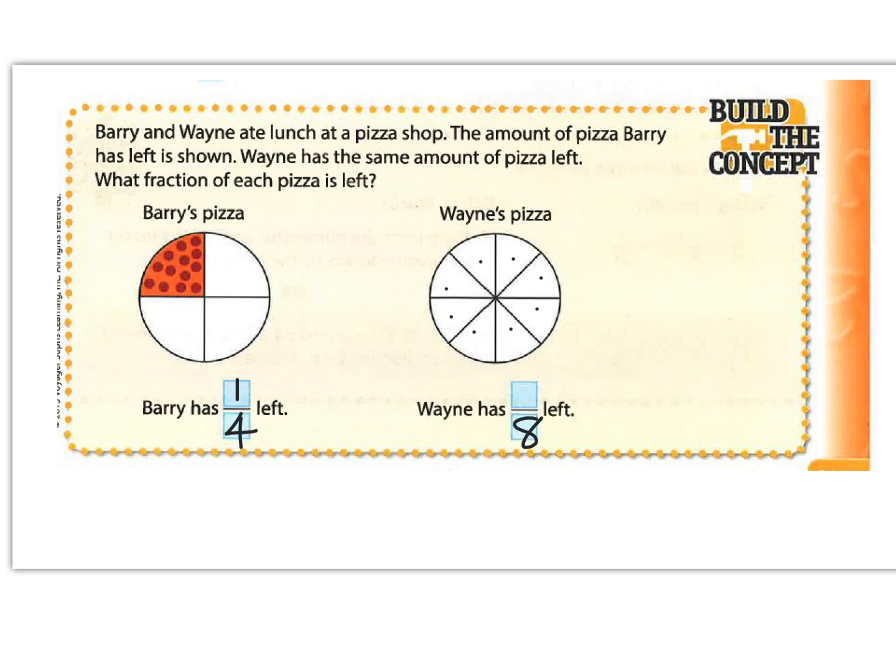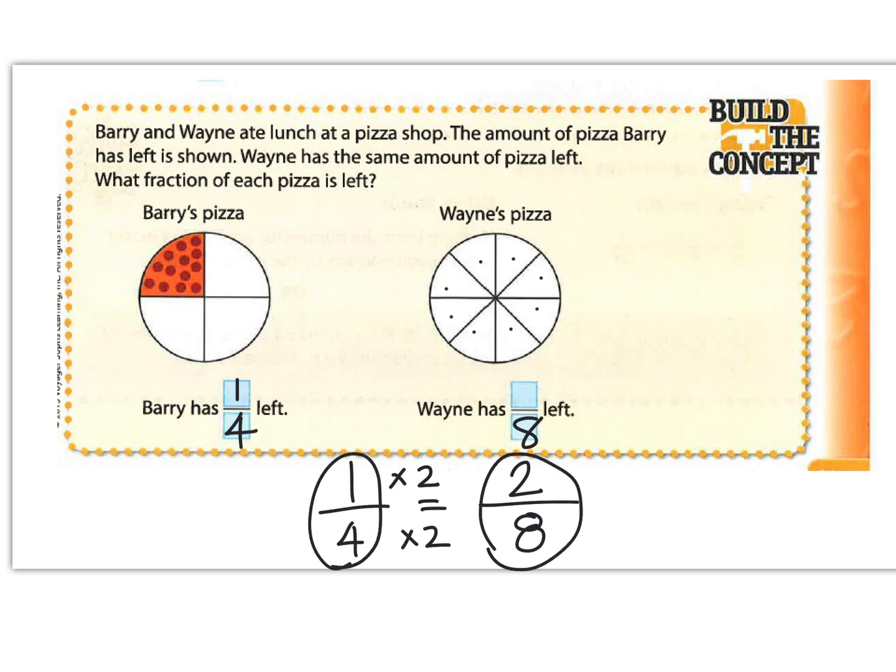So we need to find the equivalent fraction. He had the same amount. 1/4 equals something over 8. So we need to figure it out. Well, we know 4 times 2 is 8. So if we do times 2 on the bottom, we have to do times 2 on the top. 1 times 2 is 2. So 1/4 is equivalent to 2/8. Those are the same thing. So that means over here we'd have to shade in 2 pieces. And then we would have 2/8 is left of Wayne's.